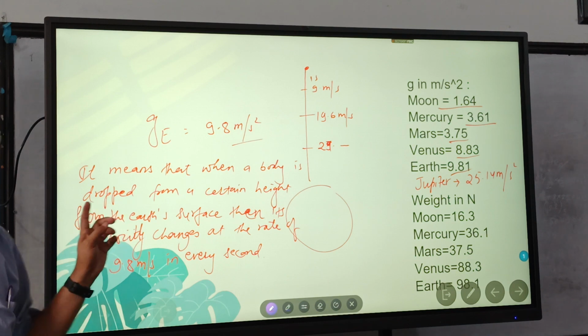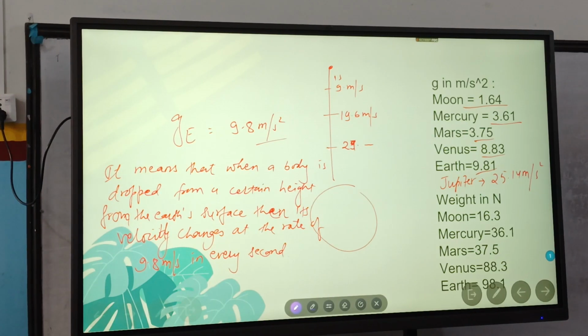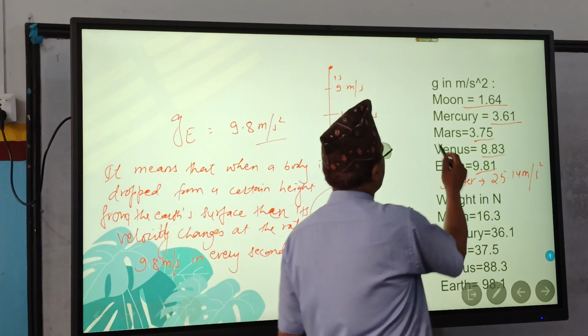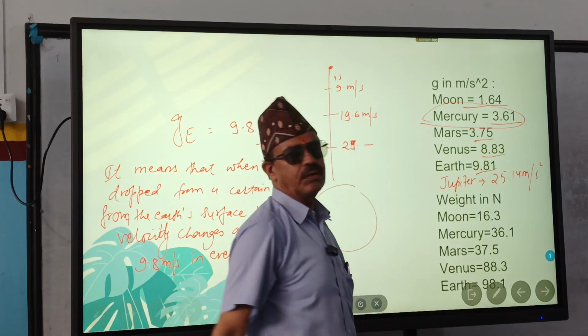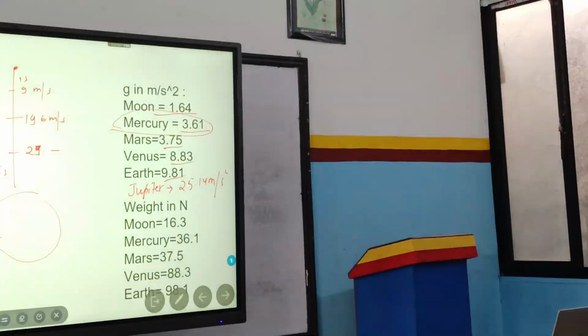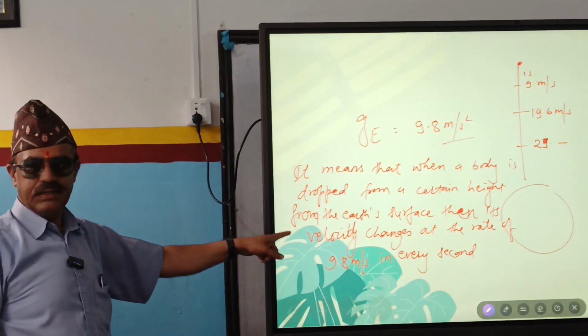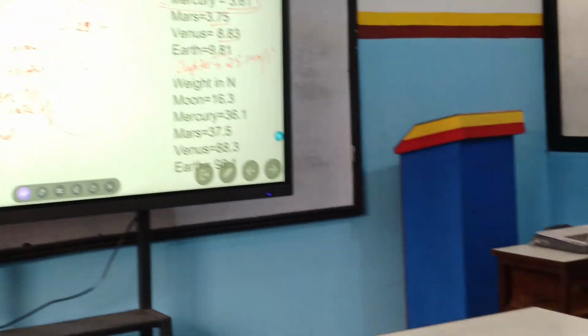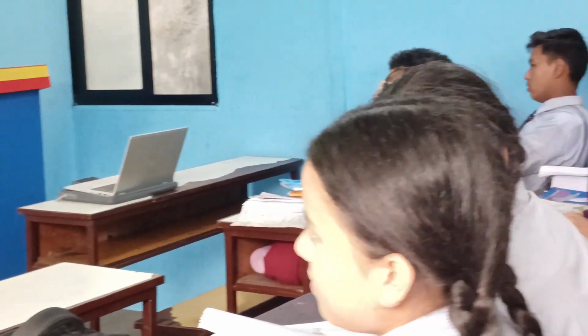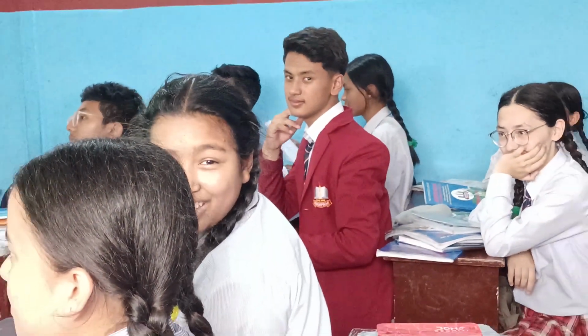Can you read this one? What is given? The acceleration due to gravity on Mercury is 3.61 meter per second square. What does it mean? It means that when a body is dropped from a certain height from the Mercury surface, then its velocity changes at the rate of 3.61 meter per second in every second. So you must not write meter per second square; velocity changes at the rate of this much, that's why meter per second every second.